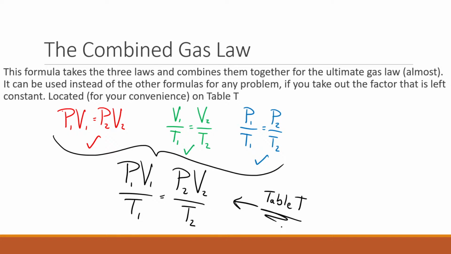The second really nice thing about this gas law is that we can use each of the three individual ones together. If anything in a question or a problem is left constant or unchanged, you can just remove that factor from the equation. For example, if I have a question where temperature is constant, I just take temperature out and I'm left with P1V1 equals P2V2. If I have a question where volume is unchanged, I can just take volume out and I'm left with P1 over T1 equals P2 over T2.